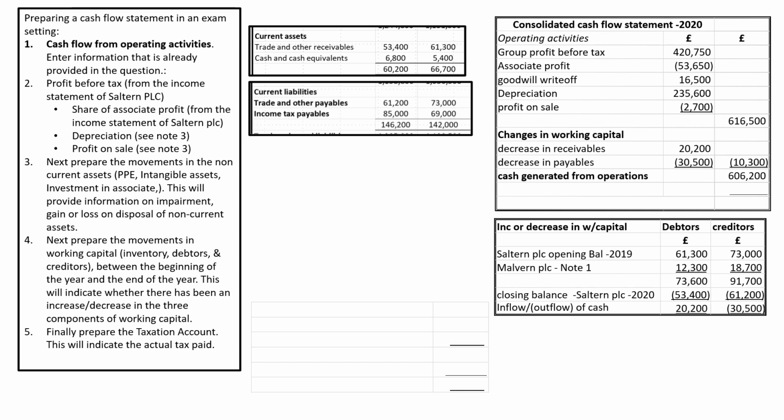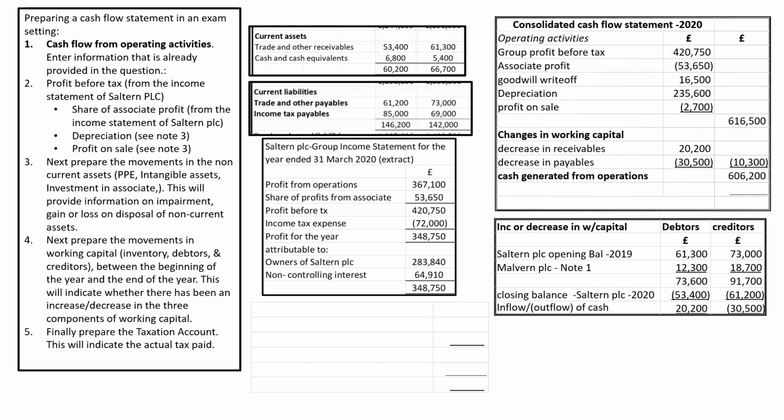Finally, we prepare the taxation account, and this will indicate the actual tax paid. Again, we've got the data here, and we've got the opening and closing balance on the tax payable account, and we've also got the tax payable in the year of 31st of March 2020, and this will help us to write up the taxation account to find out the actual tax paid.